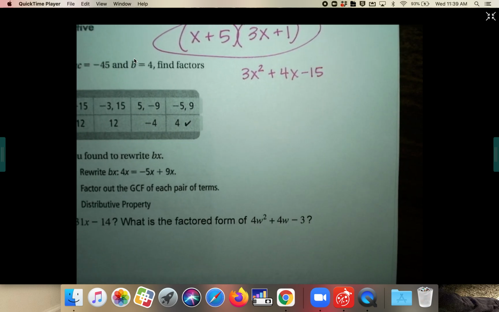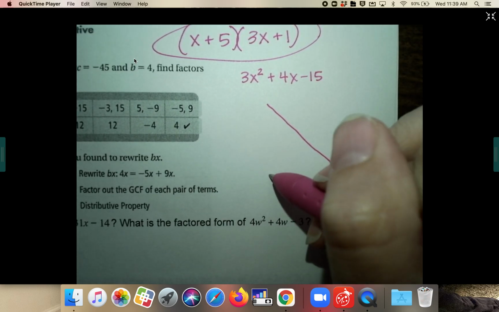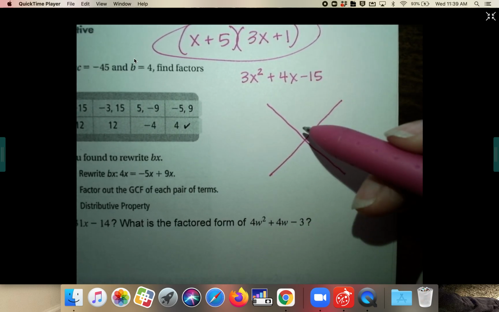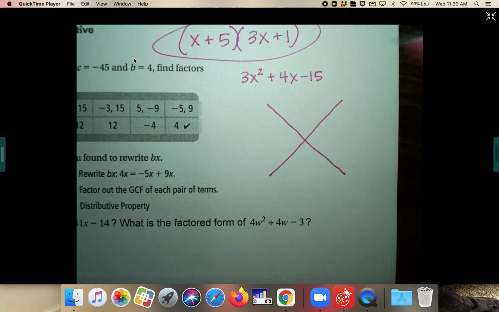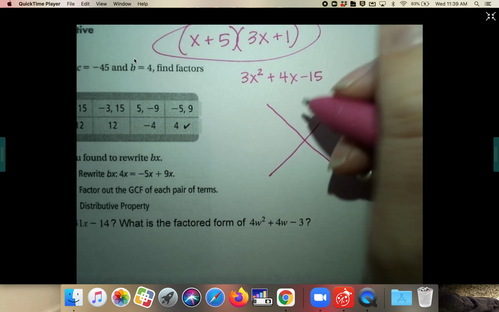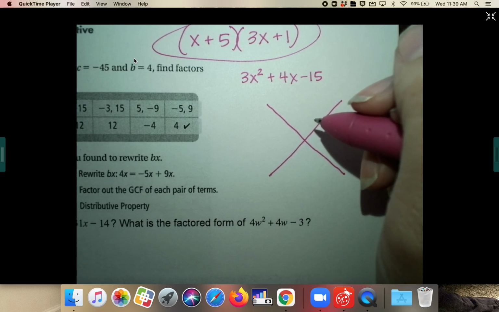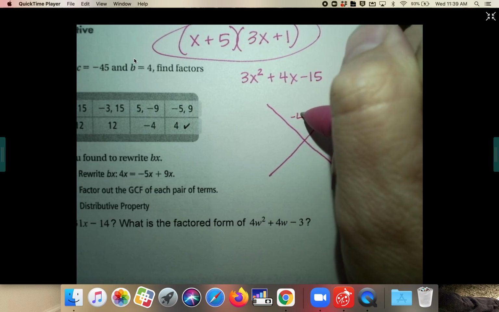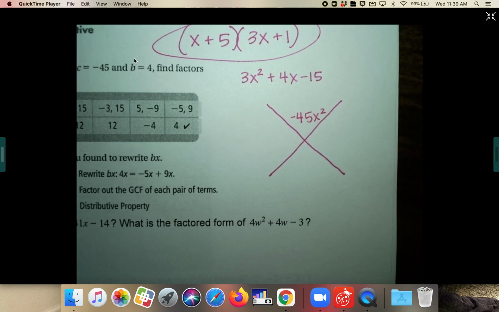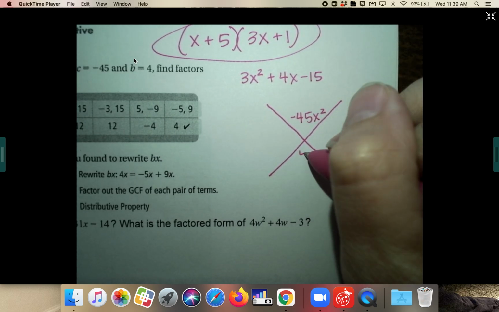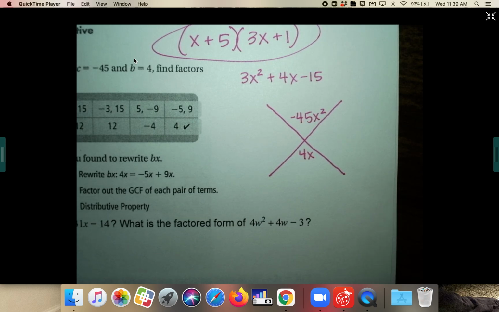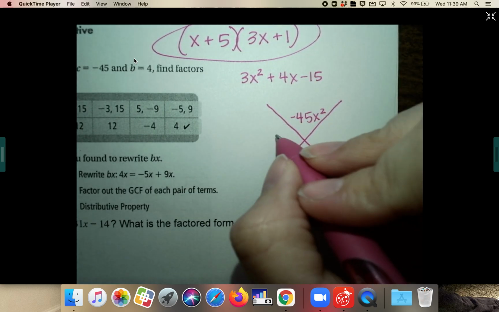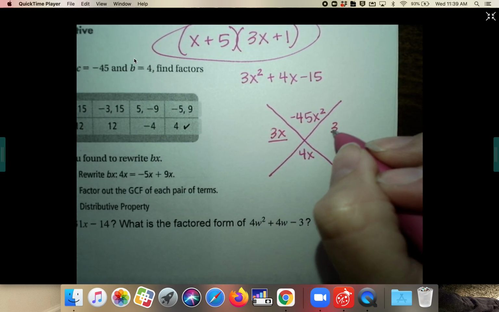Okay, so I'm going to use the diamond method again on this just because I like it. Works every time. A times C, so 3x squared times negative 15. So this is now a negative 45x squared. I should probably use my calculator and make sure I'm doing all of this right. All right, then we have in the bottom our B, which is just 4x. On the left and right, you put 3x over and 3x over.